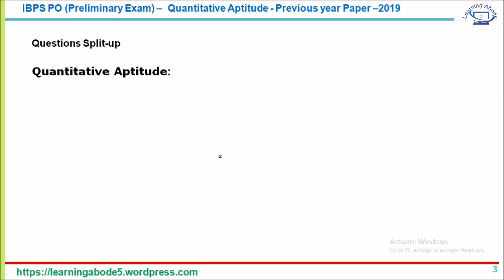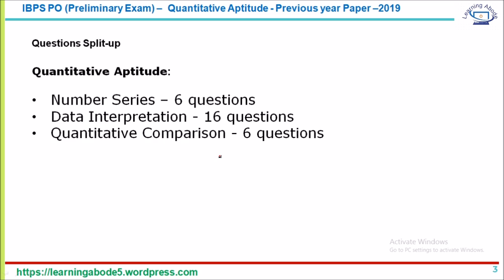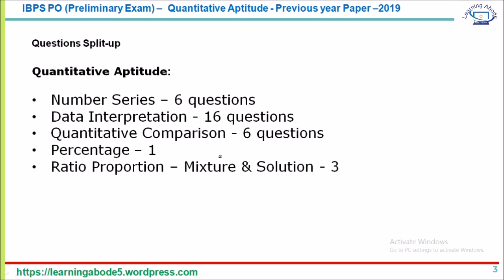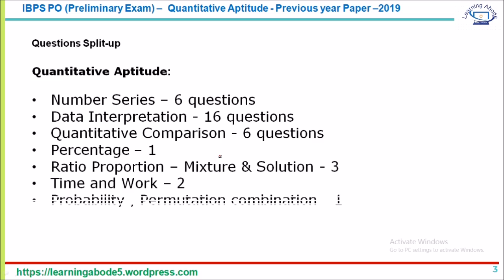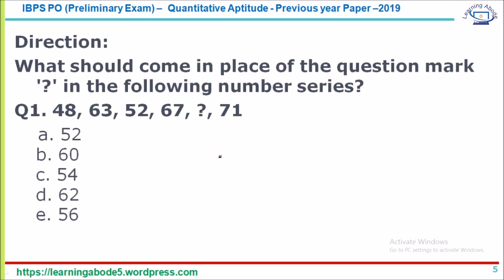So, if you look at the questions split up, there were 6 questions in number series, 16 questions in 3 caselets in data interpretation, quantitative comparison 6 questions, percentage 1 question, ratio proportion, mixtures and solution 3 questions, time and work 2 questions, and probability 1 question. Totally 35 questions. Now, the first set of questions are from number series.